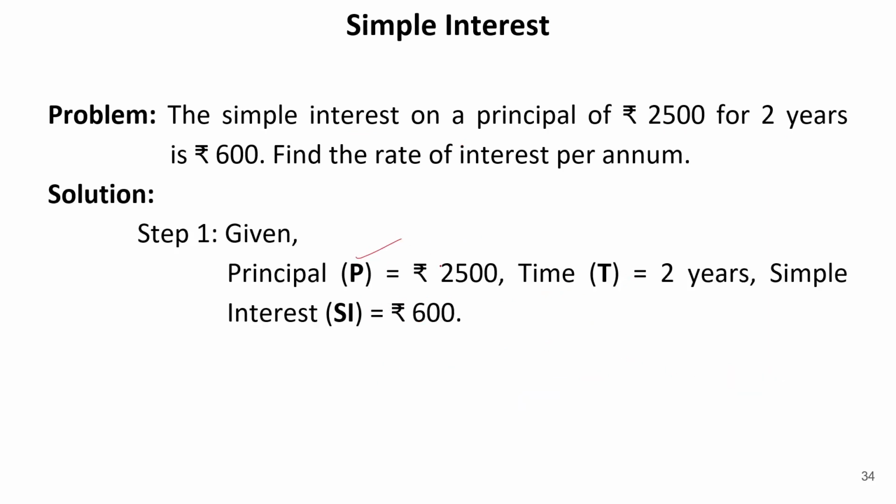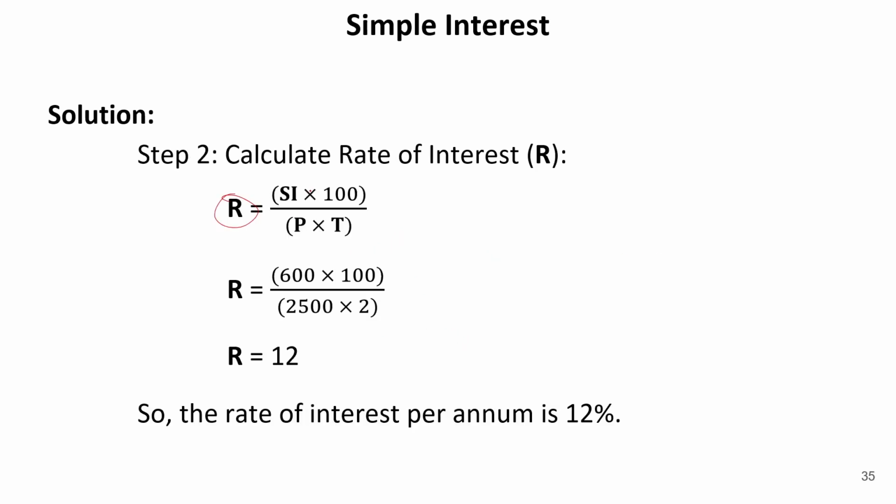So given the principal amount, that is 2500, time period that is 2 years and simple interest that is 600. So R is equal to what? SI into 100 whole by P into T. So R is equal to 600 into 100 whole by 2500 into 2. So R will be what? 12. So the rate of interest per annum will be 12%, right?